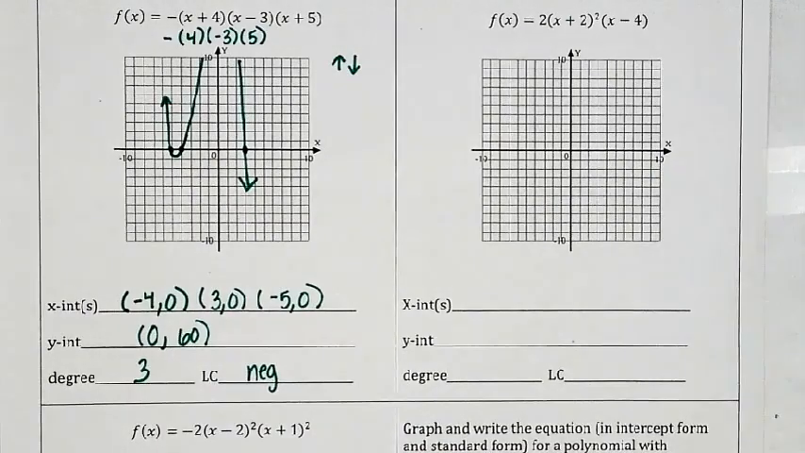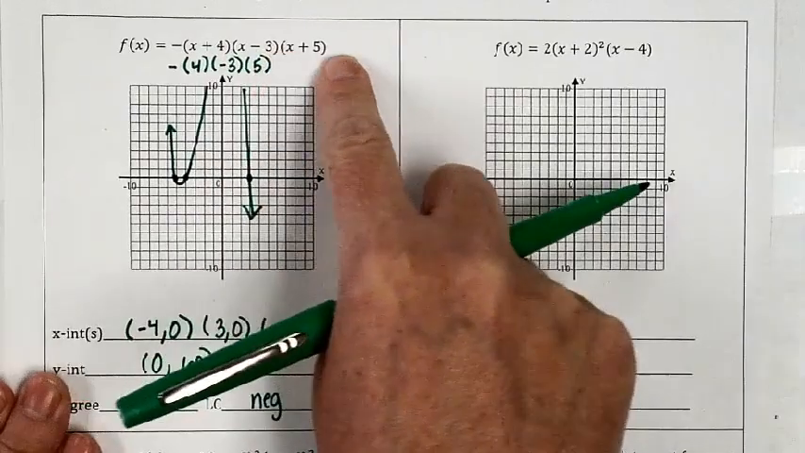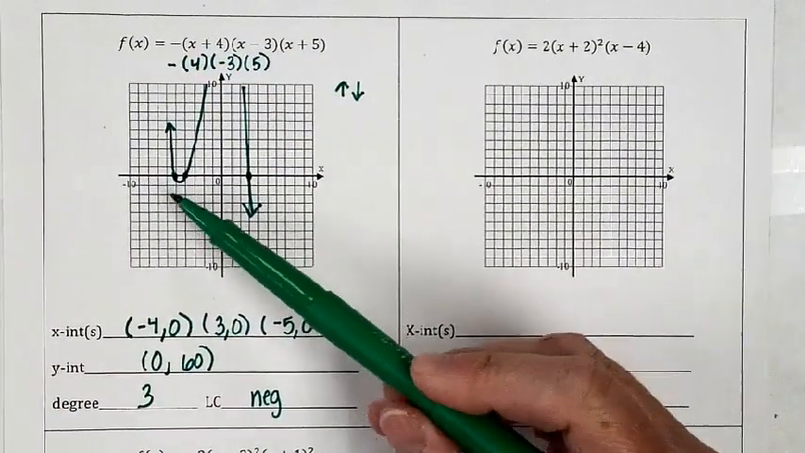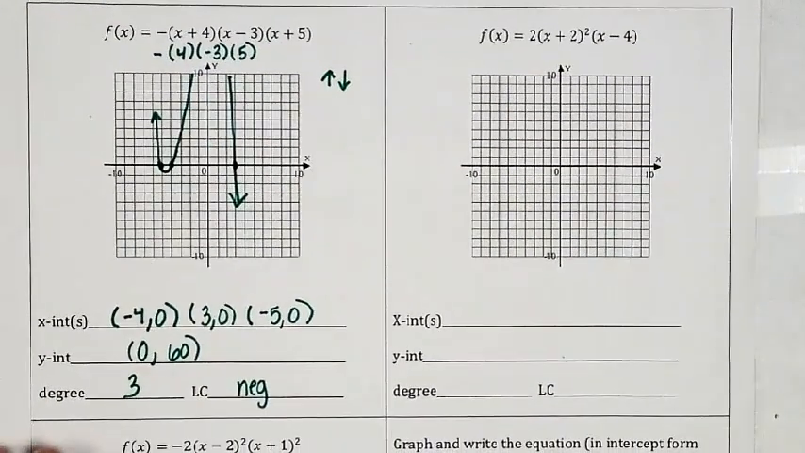I should have also asked, each of these has the exponent of 1. So since it has an exponent of 1, for each x-intercept, it's a cross. Any questions?